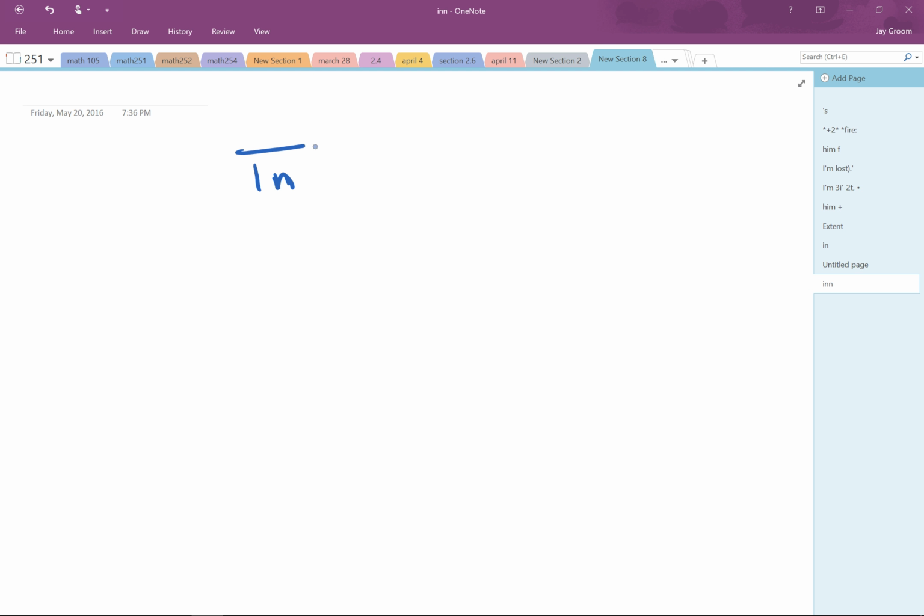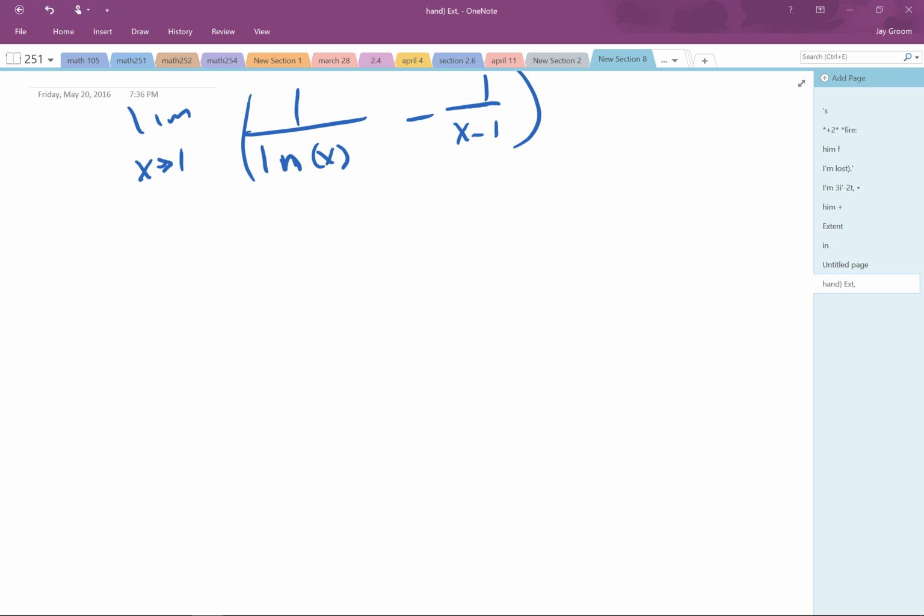1 over ln of x minus 1 over x minus 1. And the limit of that mess as x approaches 1. So clearly, the ln of 1 is 0. So 1 over 0, we got like infinity. Minus, oh my gosh, it's infinity or something. That's weird. But it's not indeterminate. So what we need is a common denominator. And so we need to multiply this thing times this thing for our common denominator.